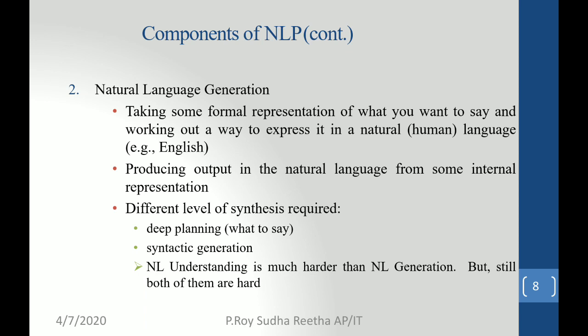Different levels of synthesis are required in natural language generation. The first one is deep learning, and the second one is syntactic generation. These are the two levels of synthesis we follow in natural language generation. Basically, natural language generation expresses the output in a natural language, that is English, which is understood by everyone.